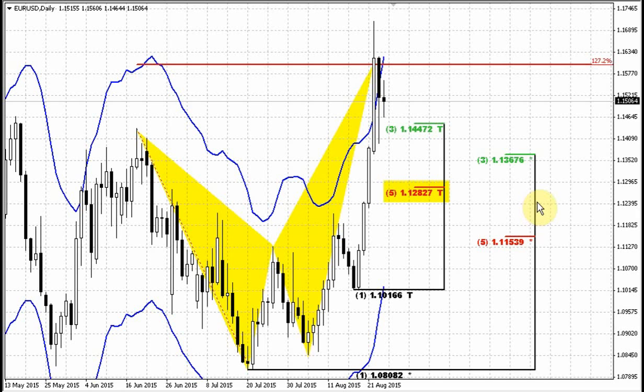Why do we think that this market really could continue to move higher? Because, guys, take a look at this outstanding thrust.